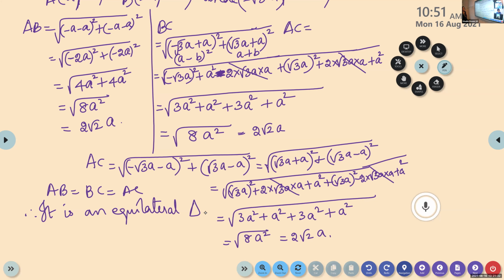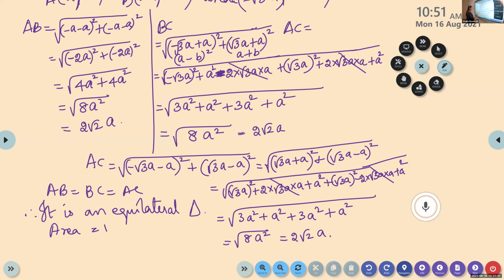The question is not over. One more part is there. We have to verify. What is the second part? Yes, area. We want to find the area.